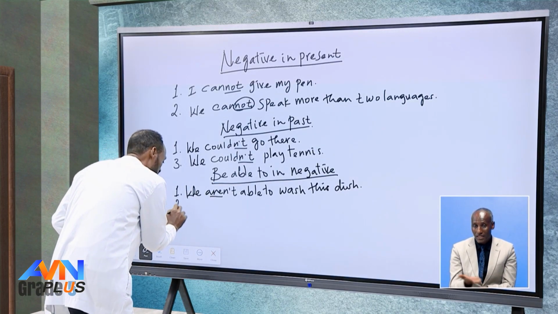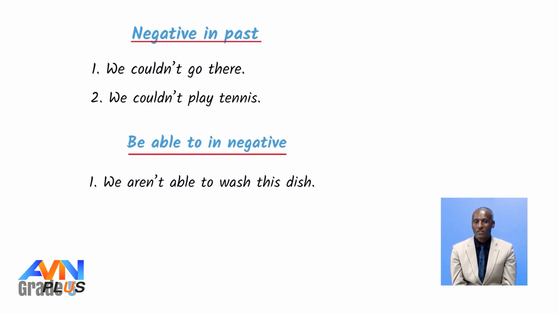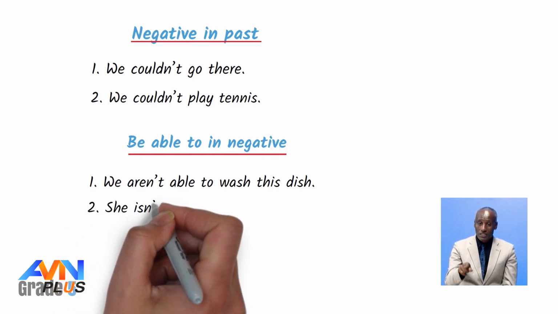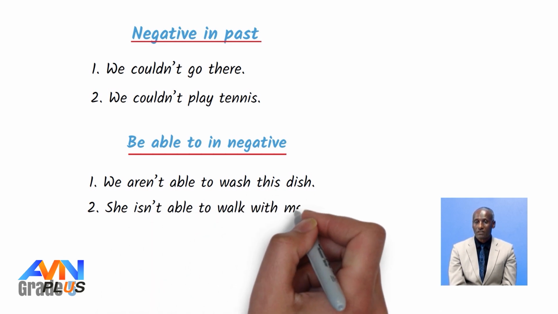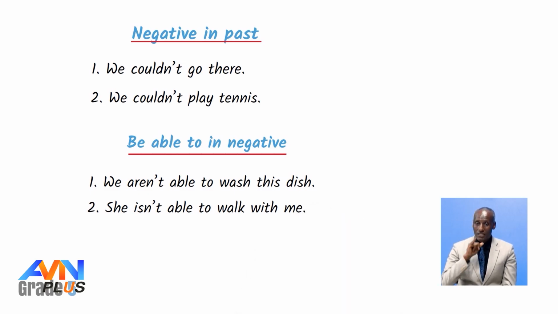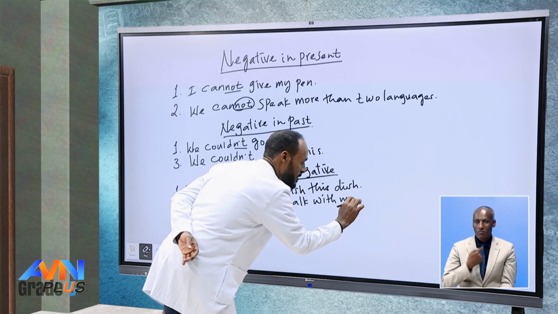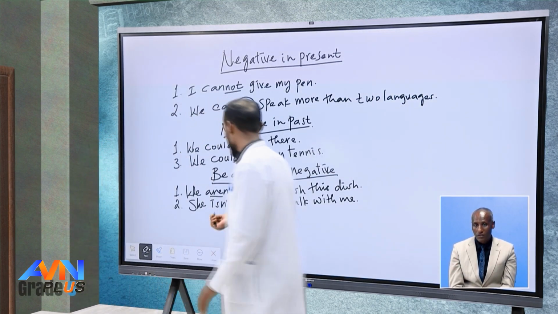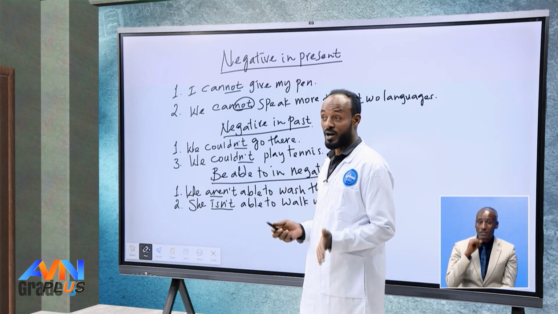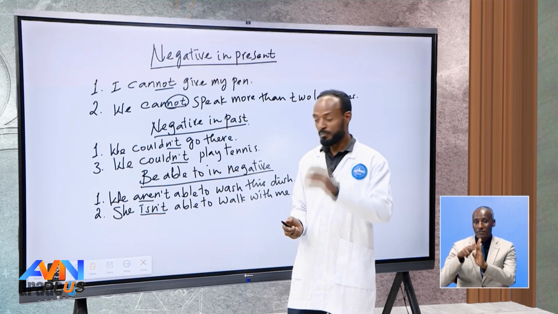What about if we're talking about am or is? She is not or she isn't. It's possible because those are contracted forms. She isn't able to walk with me. Is it clear? Good. Good to see that. I hope this one is clear. The word isn't shows a negative marker. Is it clear? Bravo.